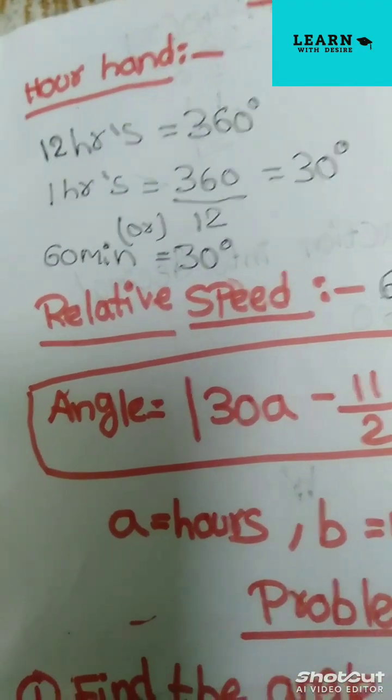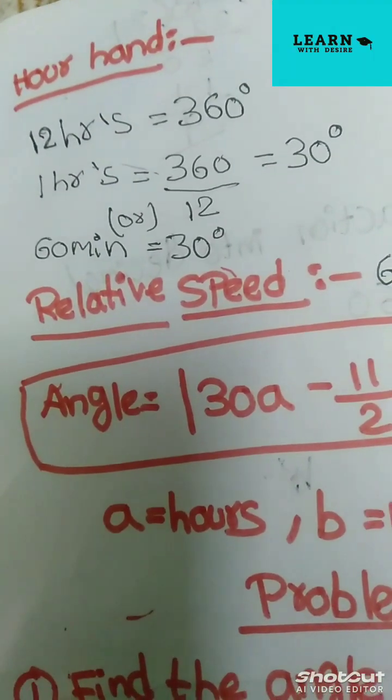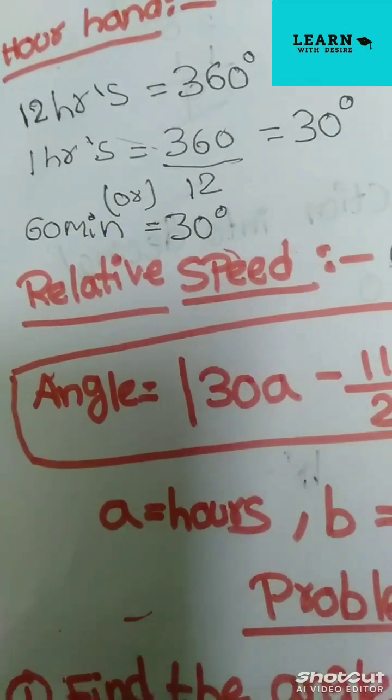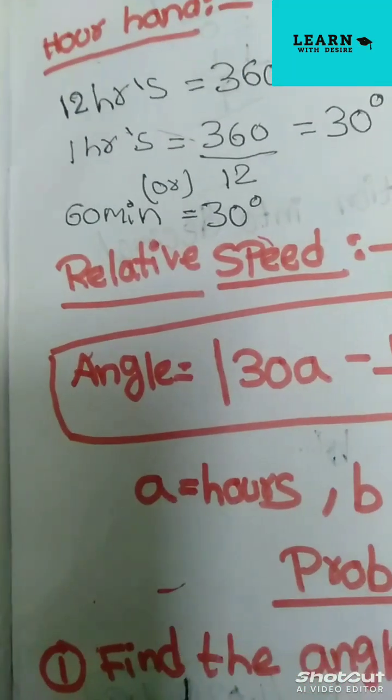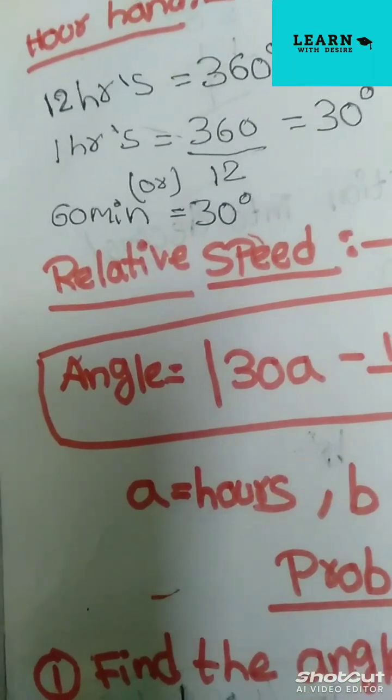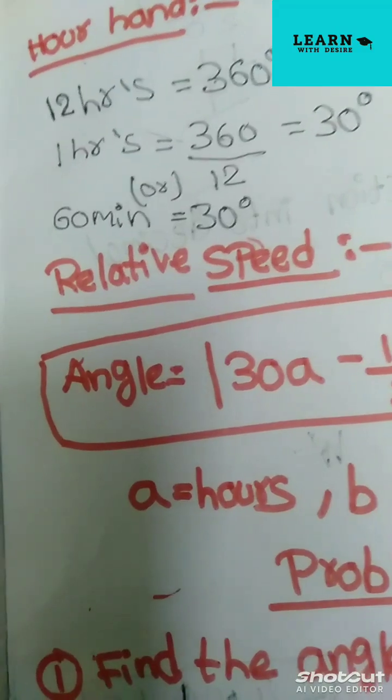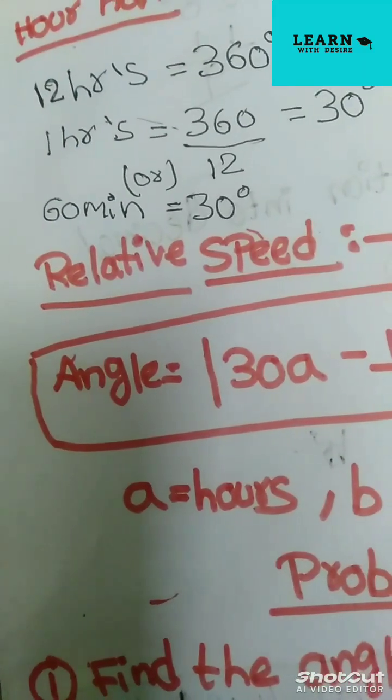For 1 hour, it completes a 30-degree angle. Here 1 hour or 60 minutes is the same. Why? Because in 1 hour there are 60 minutes.